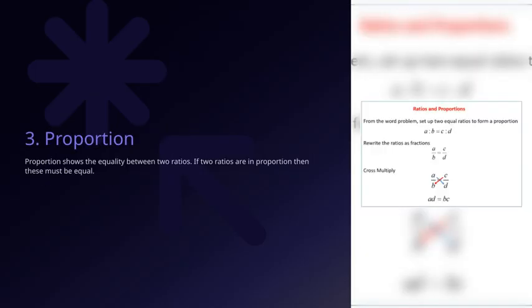Now, let's talk about proportion. Proportion is all about showing the relationship between two ratios. Essentially, it helps us understand when these ratios are in balance or equality. When two ratios are in proportion, it means they are equal. This concept is fundamental because it allows us to compare different quantities and see if they maintain a consistent relationship. Throughout this presentation, we'll see how proportion plays a key role in solving problems and understanding relationships in various contexts. So, keeping this idea of equality in mind will help us grasp more complex concepts as we progress.